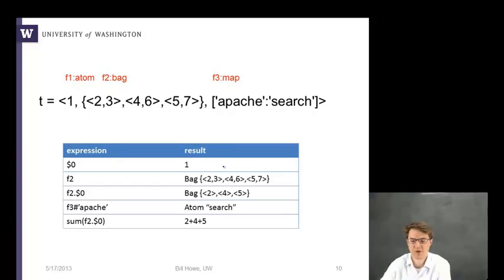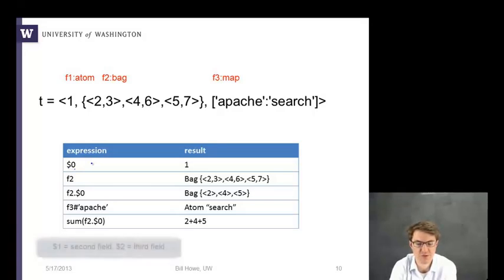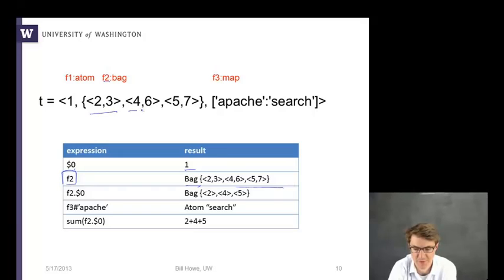Let's consider these expressions over this type. We can write $0, and what that means is give me the first field in the tuple. In this case, it's just the number 1. We can also access it by name. If we access F2, that will give us the second field, just because we gave it that explicit name. There's nothing magic about F, nothing magic about 2. And that'll give us a bag with these values in it. By the way, what are the elements of this bag? Well, they're tuples with 2 integers each.